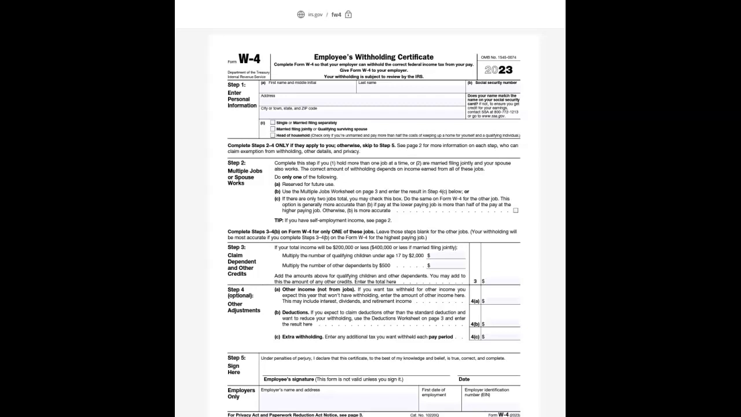Now to move on to step 3, this section is where you indicate the number of your children or other dependents. Okay. Step 4, which is an optional section, allows you to indicate other reasons to withhold more or less from your paycheck. Passive income from investments, for example, may increase your annual income and the amount of taxes you owe. Itemizing deductions may lower the amount of taxes you owe. These are just some reasons to adjust your withholding on your W-4. And then finally, on the 5th step, it's just your signature.